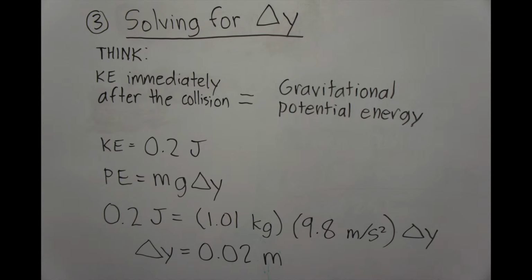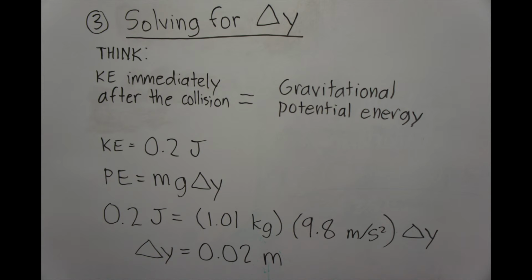The third step, we're solving for delta y. Now we have to think about how the kinetic energy immediately after the collision is equal to the gravitational potential energy of the combined mass at its highest point. This is true because the kinetic energy immediately after the collision pushes the combined mass of the bullet and the target up to some delta y. In the process, the kinetic energy is transformed into gravitational potential energy.